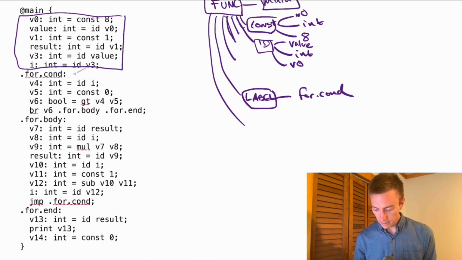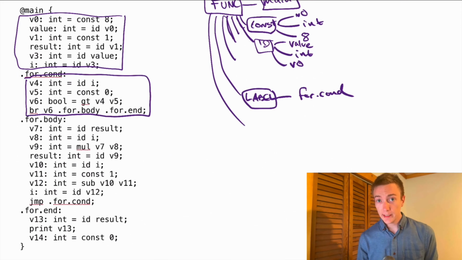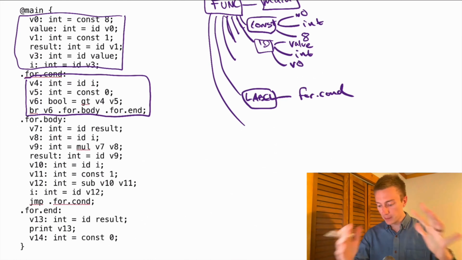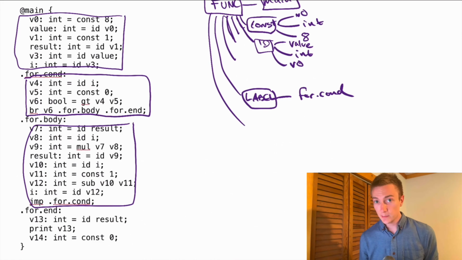So that's a block. This is a block. And we have to stop it there because there is a branch instruction, and you're not allowed to keep growing a basic block beyond a branch instruction. Here's a basic block. And of course, that has to end because there's a jump. And then finally, there's a basic block down here.